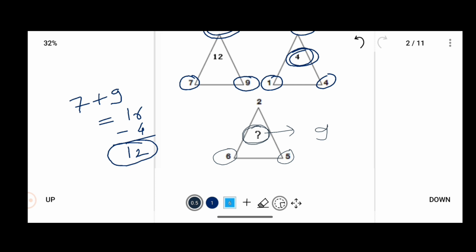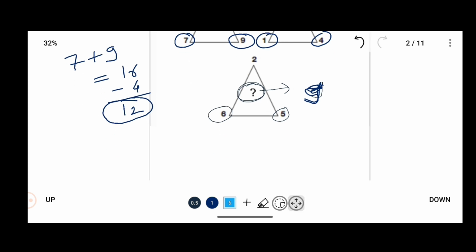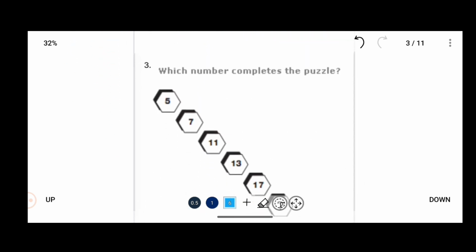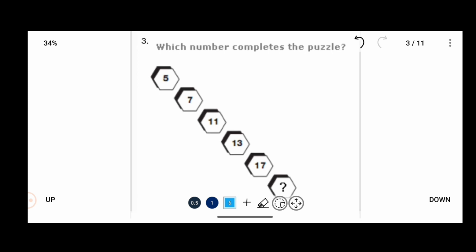So the right answer will be what? 9. Okay, so I hope that you would have solved this puzzle. The right answer will be 9. Now let's move to the next puzzle, and here, complete number.